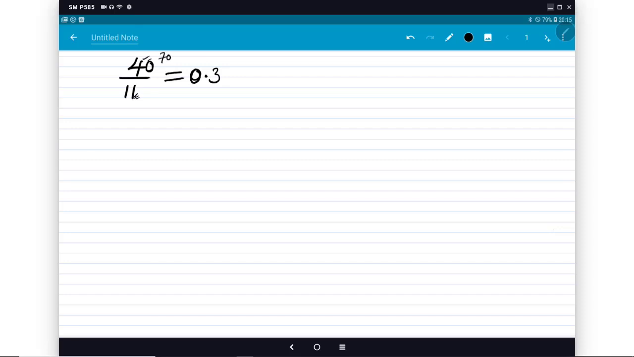Okay, so 7, and then 11 in 70, that gives us 6. So that is 11 times 6 to give us 66. So subtract from 70, you have 4. Then you add 0, giving you 40. 11 in 40, you have 3. Okay, 3 times 11 is 33.